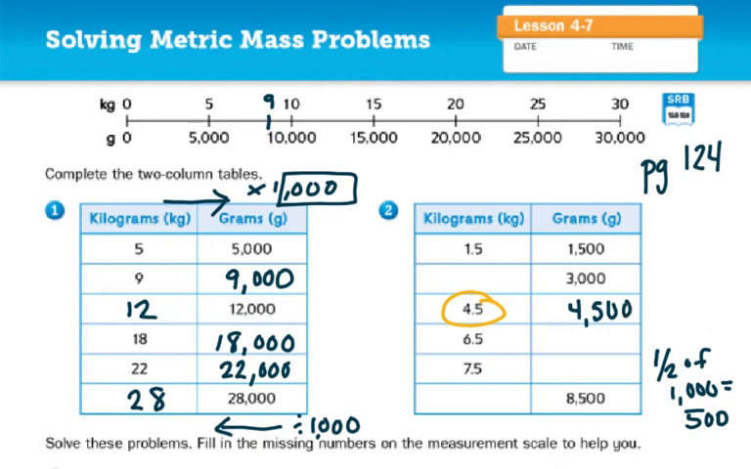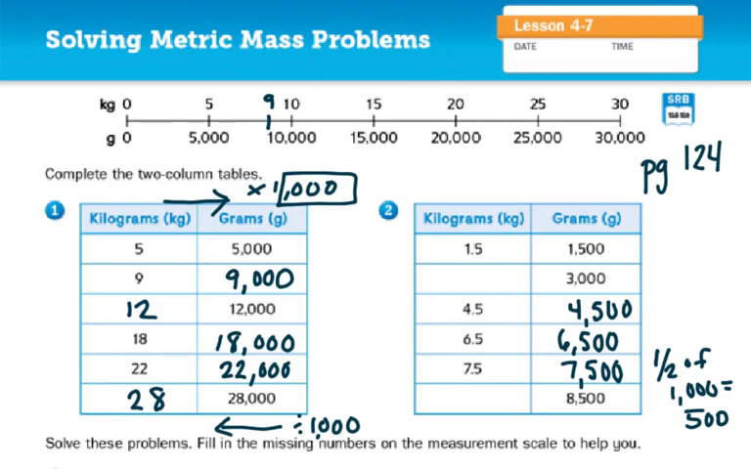6 kilograms would be 6,000. 5/10 or half of a kilogram would be 500 grams. So together that equals 6,500. 7 5/10 kilograms would be the same thing as 7,500.